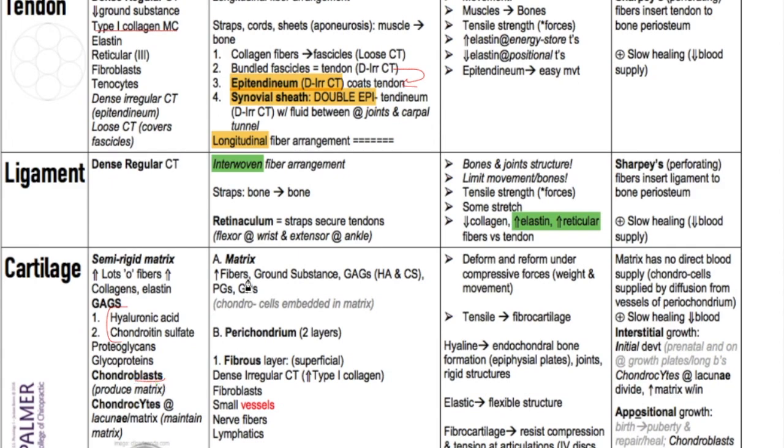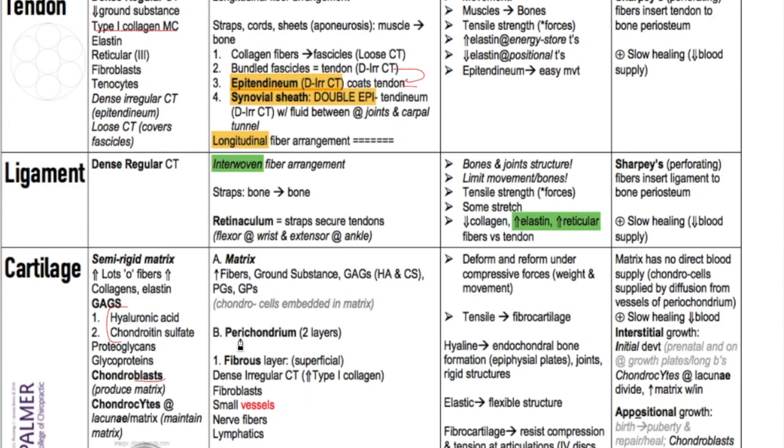So the structure of cartilage matrix: lots of fibers, but you still have ground substance that has hyaluronic acid and chondroitin sulfate as the principal GAGs. Of course, you're going to have different cartilage cells embedded in the extracellular matrix because that's where they live. That's the waterbed that they're in.